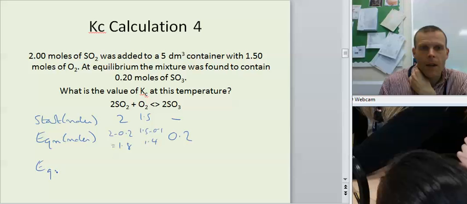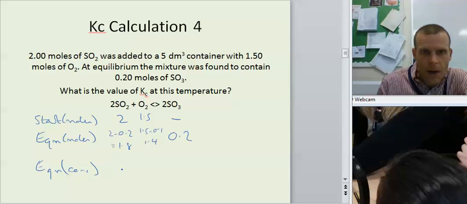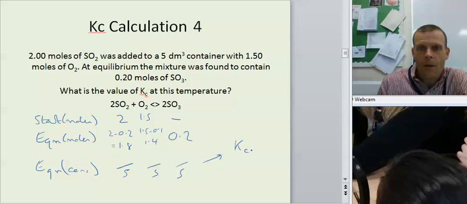I then need my equilibrium concentrations. So I have to divide each of these by the volume of the container. And then I'm going to take those and put them in my Kc expression, which is SO3 over SO2 times O2.